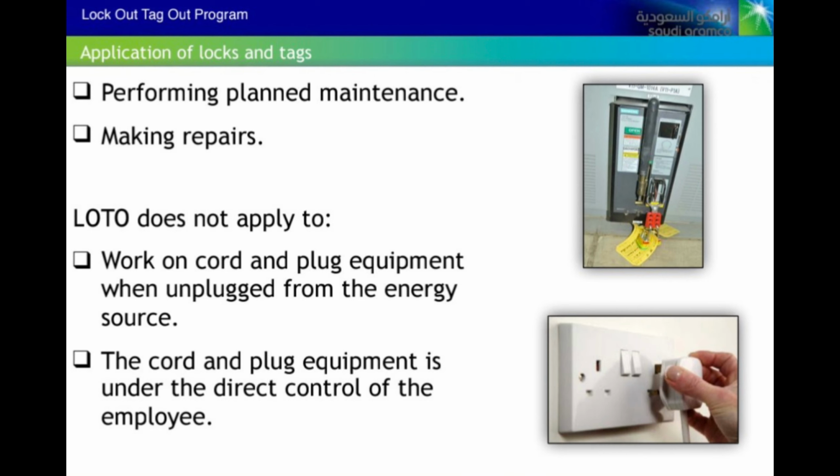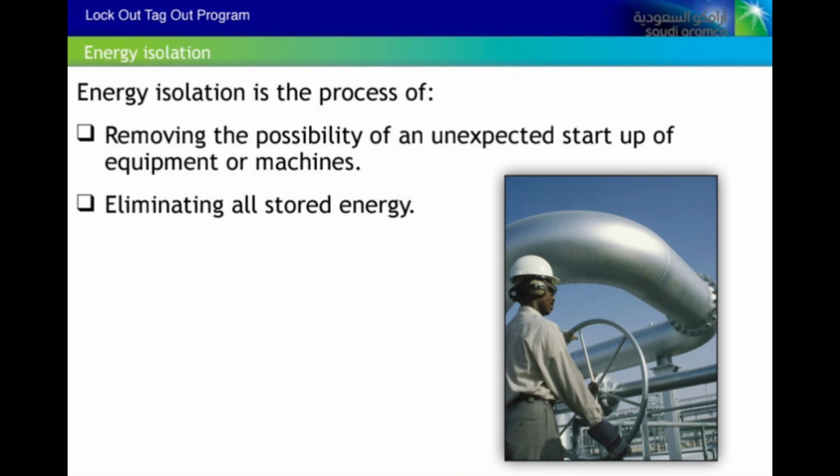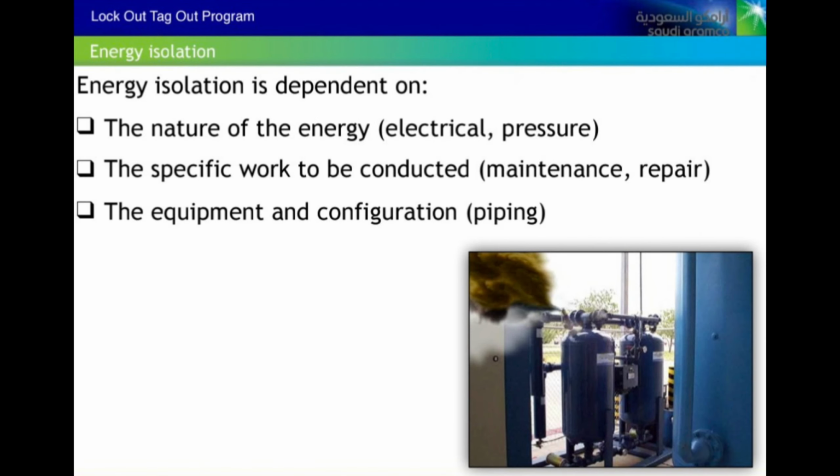Performing planned maintenance. Making repairs. LOTO does not apply to work on cord and plug equipment when unplugged from the energy source. The cord and plug equipment is under the direct control of the employee. Energy isolation is the process of removing the possibility of an unexpected start-up of equipment or machines. Eliminating all stored energy. Energy isolation is dependent on the nature of the energy, electrical, pressure, the specific work to be conducted, maintenance, repair, the equipment and configuration.